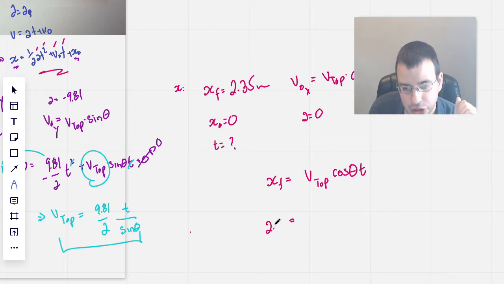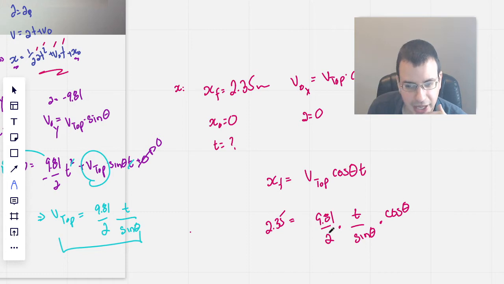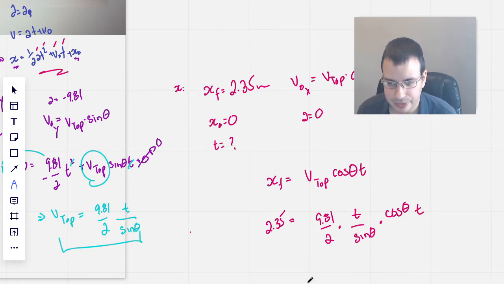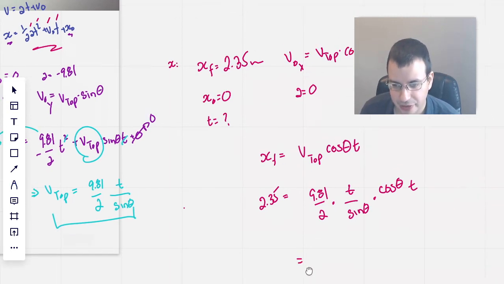So we have 2.35 is velocity at the top, which we know is 9.81 over 2 times T over sine of theta times cosine of theta. So we have V top, which is 9.81 over 2 divided by sine of theta times T. And then we're going to have an extra T right there. Make sure we have two T's. There's a T in there. There's a T there. Yep. So there's a couple T's involved.